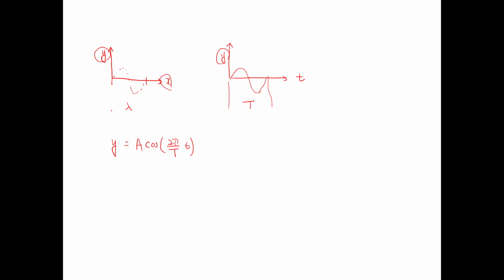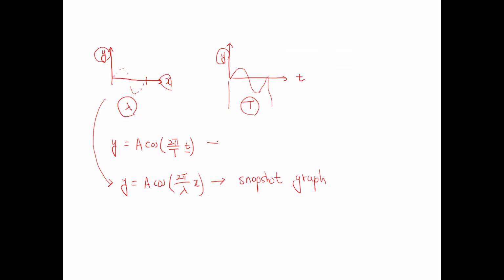Now I'm going to compare this formula with another formula using lambda. That is basically y equals A times cosine. Everything is the same except lambda replaces period T, so it's going to be 2 pi over lambda. Now instead of time t, we have a position x. So this is the function for what? Snapshot graph. And this is what? History graph.